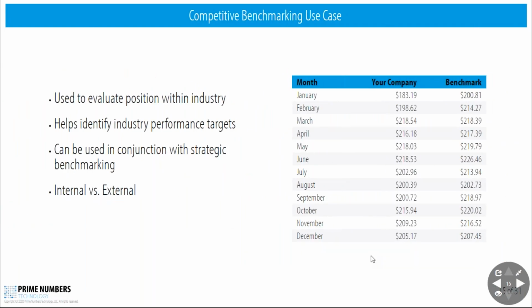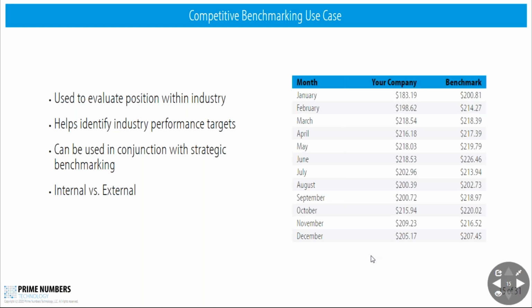And then competitive benchmarking as a use case. It's used to evaluate your position within your industry, so it's really helpful for understanding where you fall. It helps you identify performance targets within the industry and set those goals. It can be used in conjunction with strategic benchmarking, so you can use competitive benchmarks and strategic benchmarks to drive a complete story, right?